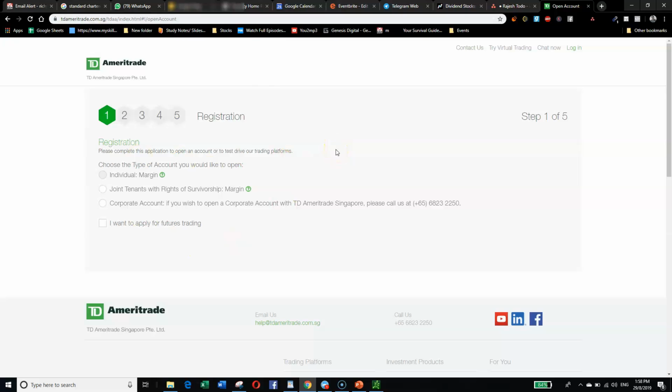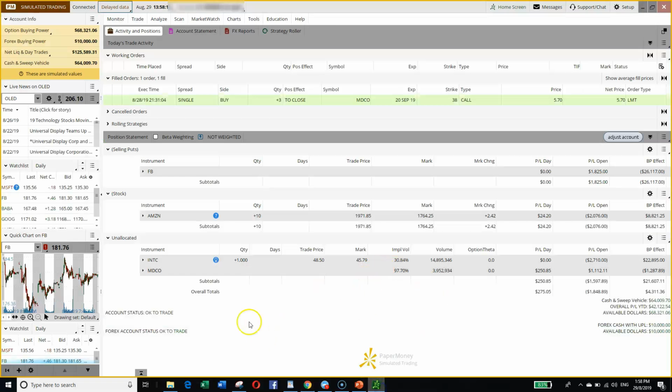But of course, if you are not in Singapore and you're in a different country and you want to do futures trading, then of course you will select this. In some countries, you can also use the same platform to do Forex. But in Singapore, it's not activated yet. Okay, now coming back to the platform.